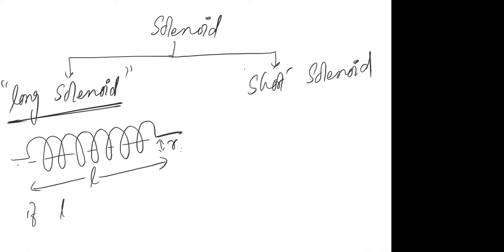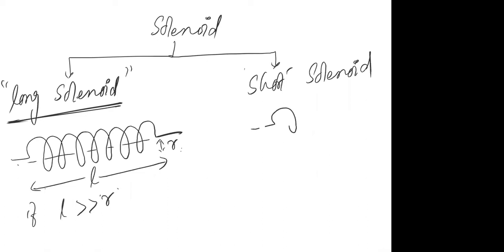If L is much greater than R, that means if you can neglect the radius of the turns in comparison to the length of the solenoid, then this solenoid will be considered a long solenoid. Did you understand? If you have a solenoid whose radius can be neglected in comparison to its length, then the solenoid would be called a long solenoid.